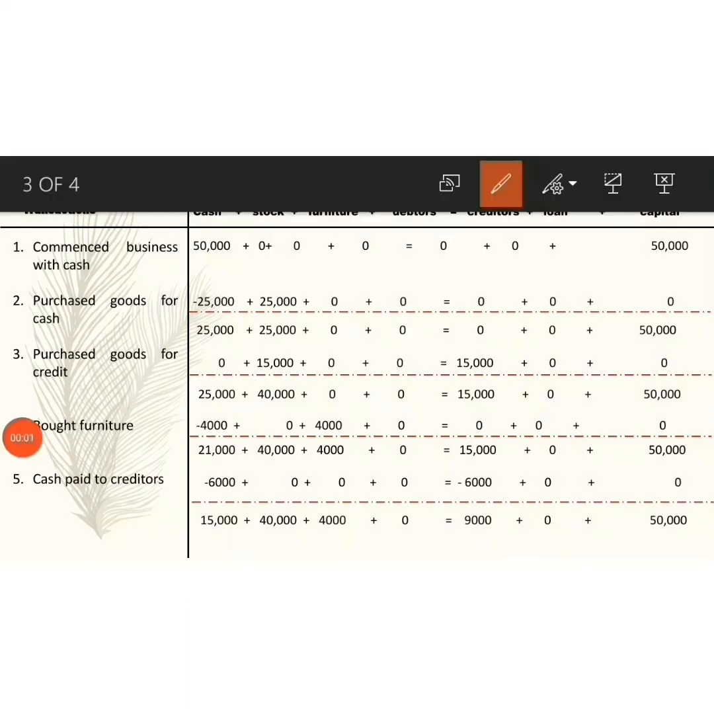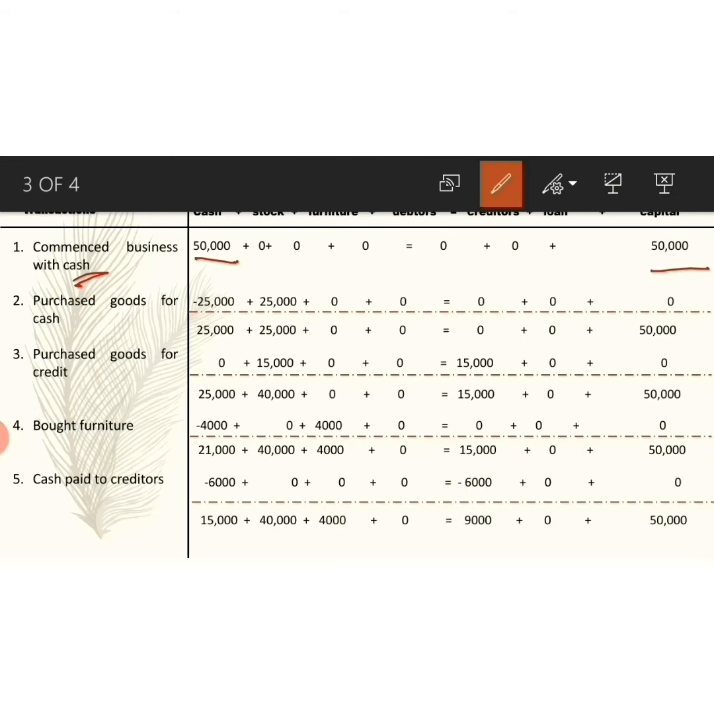Let us move on to the first transaction. Commenced business with cash. Since the cash is brought in by the proprietor, it should be mentioned in the capital of the liability side as well as in the cash of the asset side. So we mention it in the cash of the asset side 50,000 and capital of the liability side 50,000.